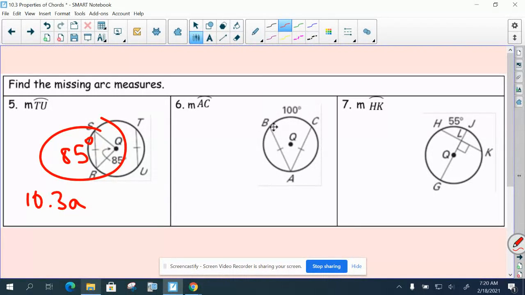The measure of arc AC. So from here to here. Well, they're saying that this arc measure is 100, and since these two are being divided by chords that are congruent, that means this arc is congruent to that arc by 10.3a again. So if you take 360 and subtract 100, you get 260. If you divide that into two congruent pieces, you get 130.